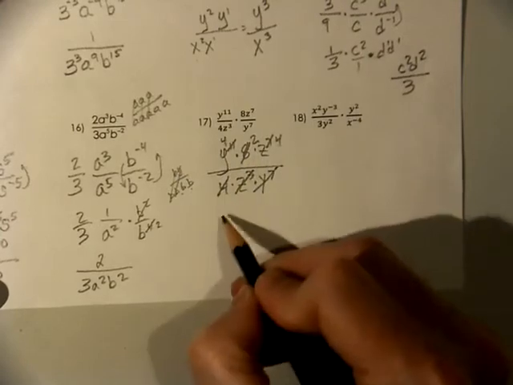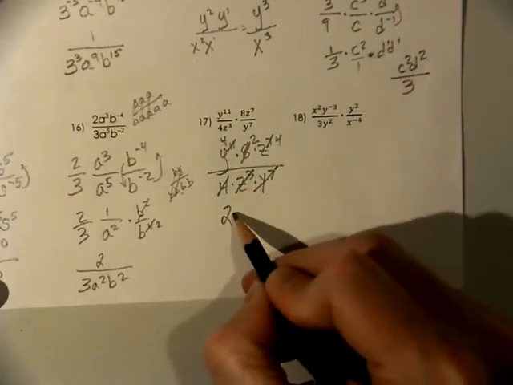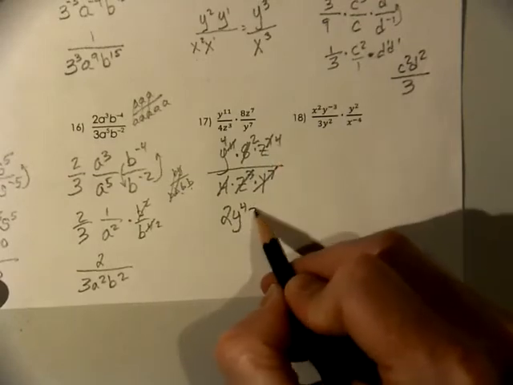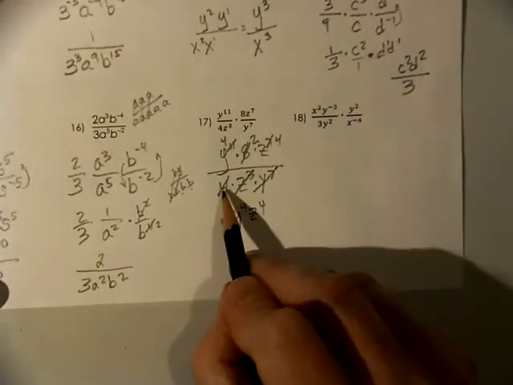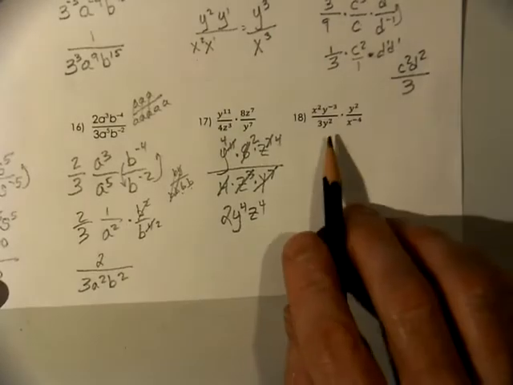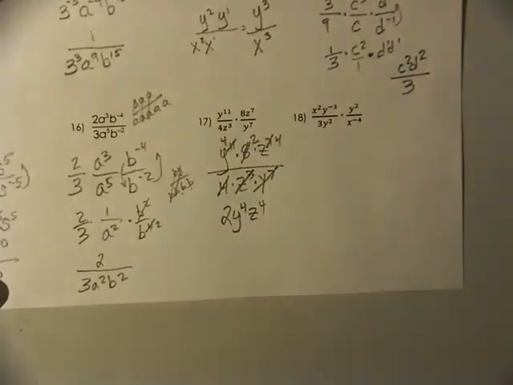So our final answer is 2 y to the 4th z to the 4th, and everything else is crossed off on bottom. So you would have a 1 in the denominator. You don't need to write the 1. You can leave it just like that. Okay, you go ahead and try this one. Pause the video, work it out, and come back and check it out.